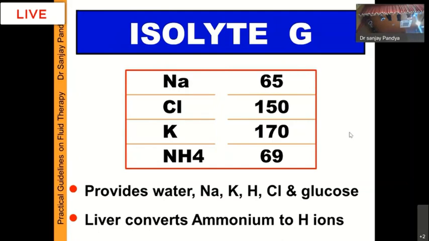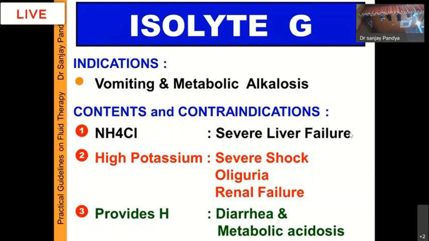Okay, potassium is how much? 17 milliequivalent. Now what are the indications and what are the contraindications? Answer is that as it provides all content lost in vomiting, in vomiting it's useful and corrects metabolic alkalosis. So indications are vomiting and metabolic alkalosis. And then contraindication, considering content, is that it contains ammonium chloride, which needs to be converted into H ion by liver. But if there is severe liver failure, then conversion may not be possible.